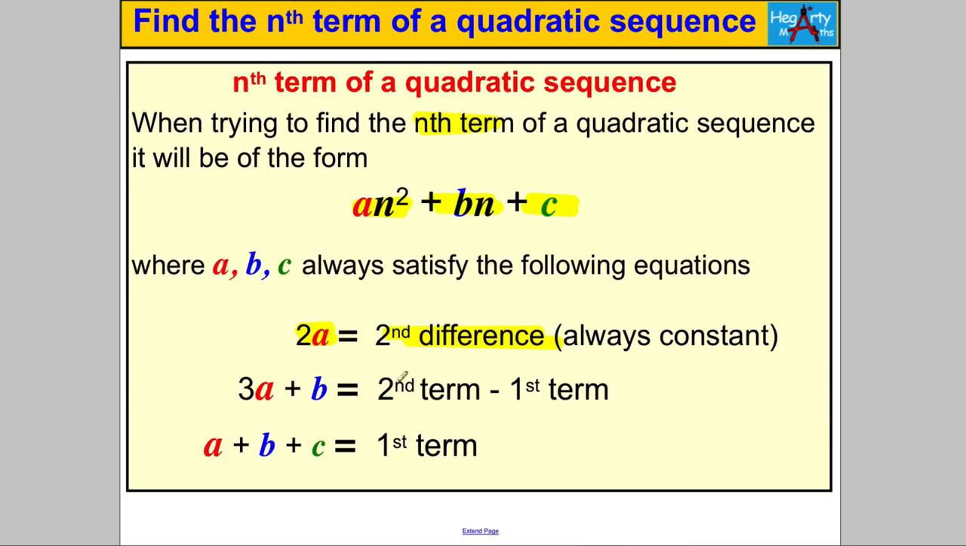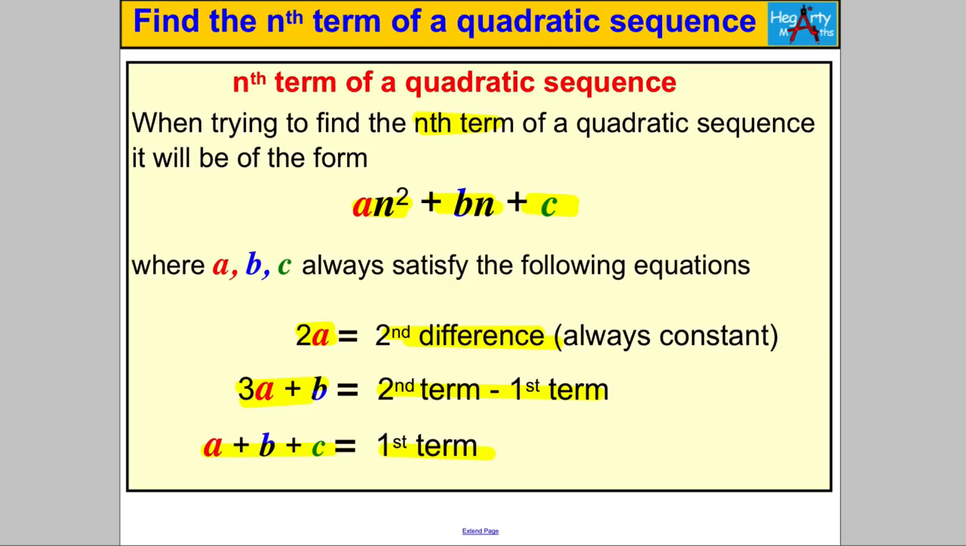It is also always true that 3a add b is always equal to the second term of the sequence subtract the first term of the sequence. That always holds. And lastly, it is always true that a add b add c gives you the first term of the sequence. And we are going to use that in order to find the nth term of a quadratic sequence. Now, it's a bit cheeky of me just to put this up there and expect you to just take my word for it. I'm actually going to show it to you and why this is true.